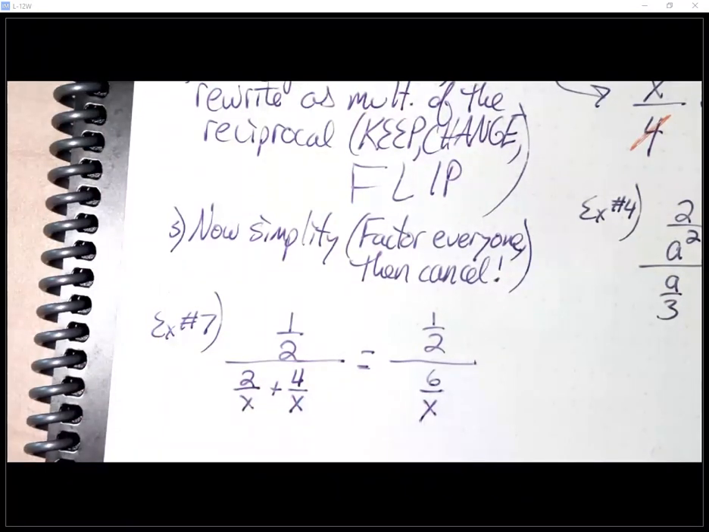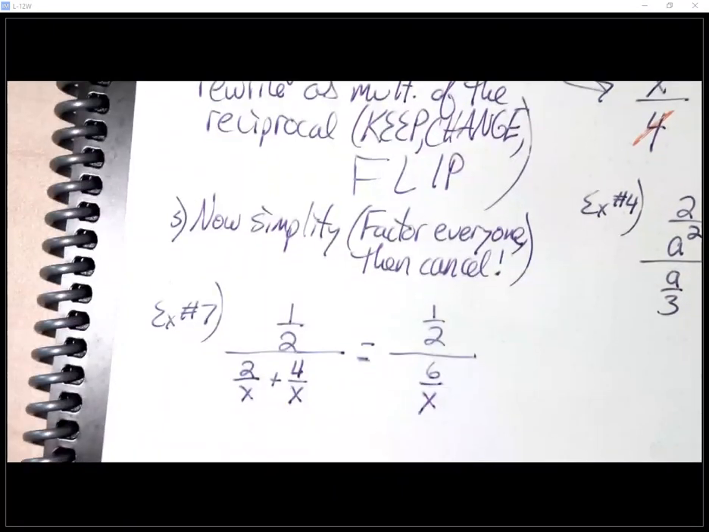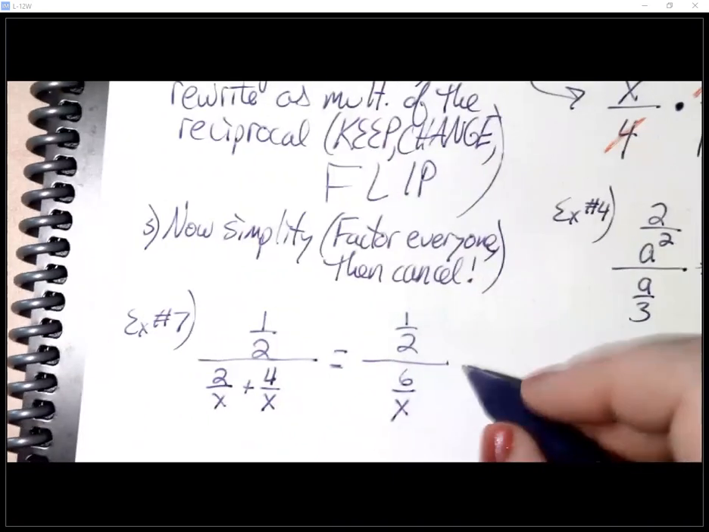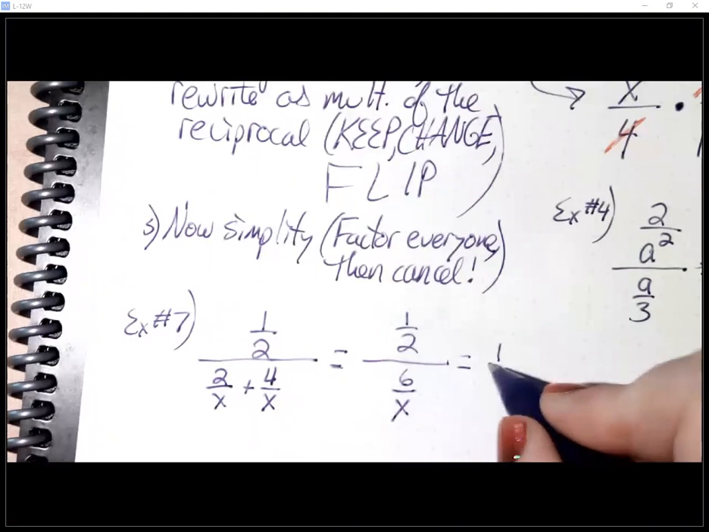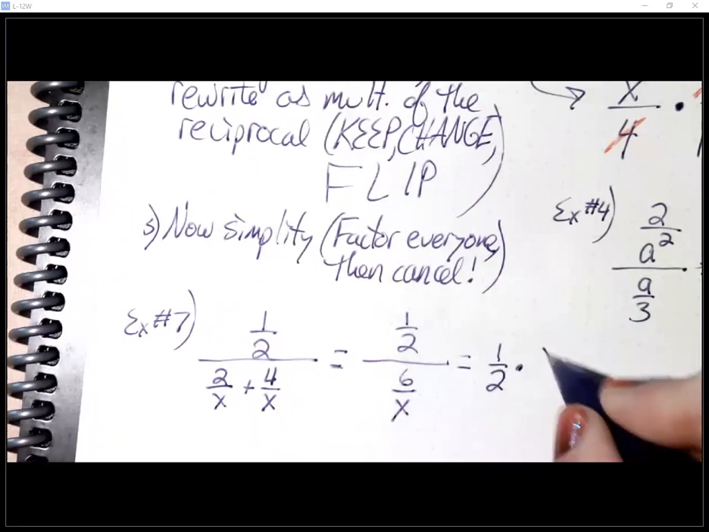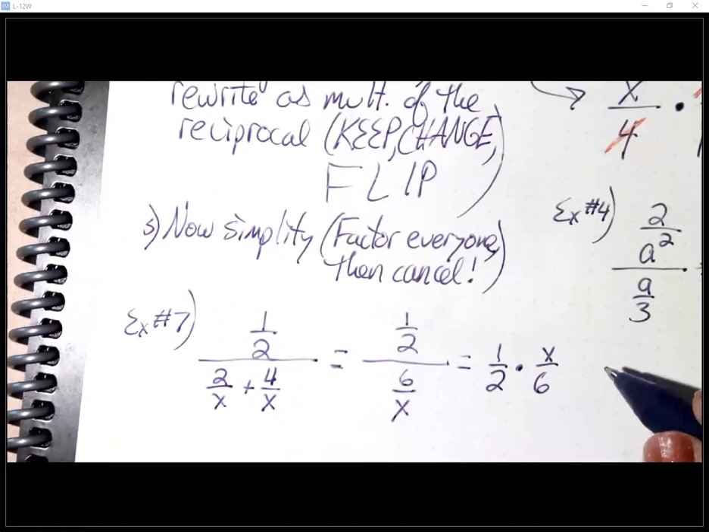Now I'm ready for step 2, keep, change, flip. So go ahead and try it if you haven't already. Cancel if anything cancels. And what's our final answer? X over 12.